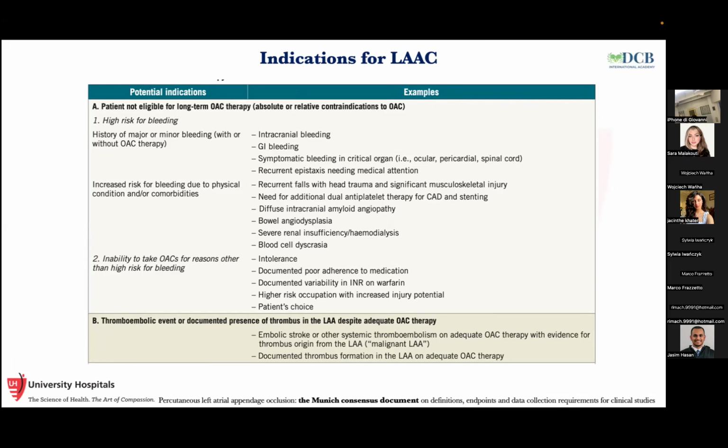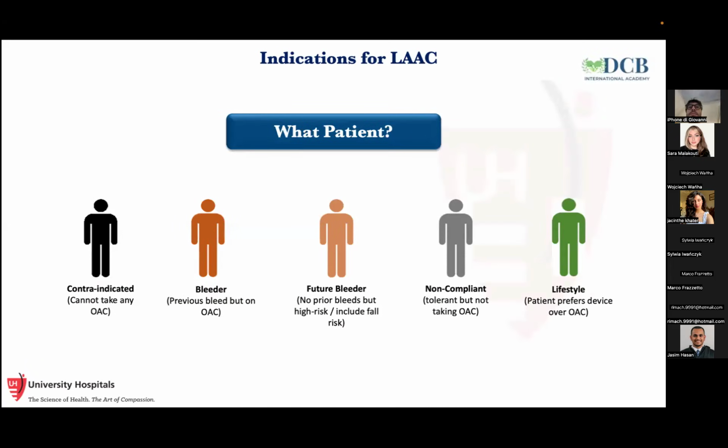So left atrial appendage closure, in this case, is an addition to the anticoagulant therapy. And this is the case of a patient that had a stroke during anticoagulant therapy. So how can we divide our patients? What is the best patient for these procedures?